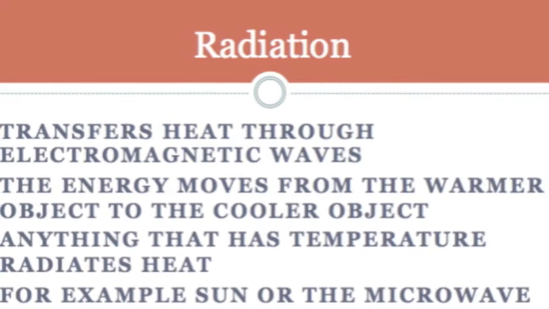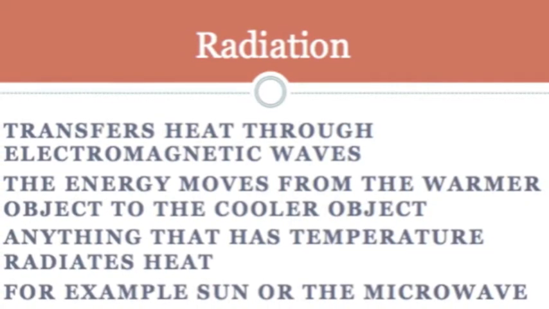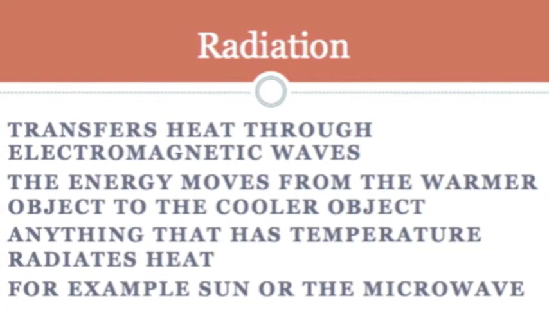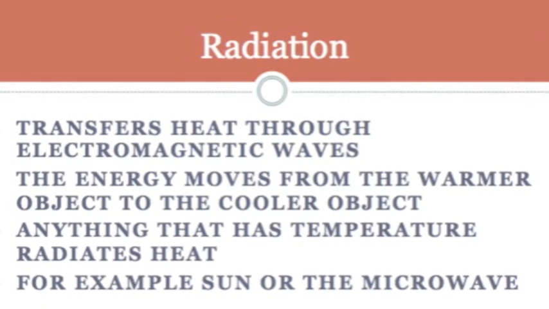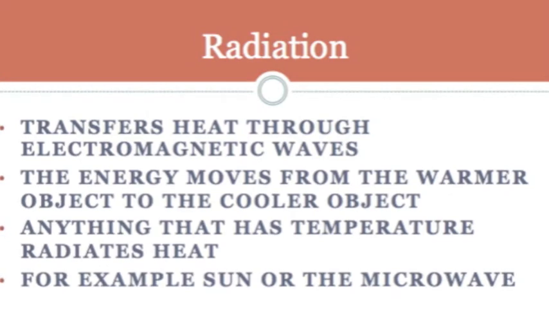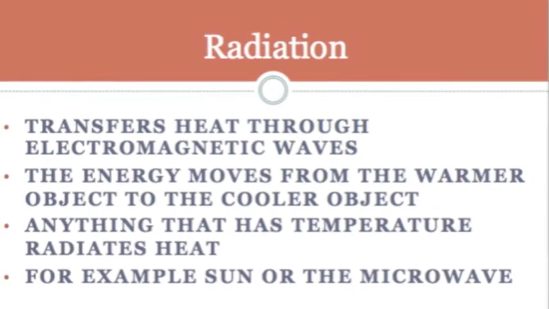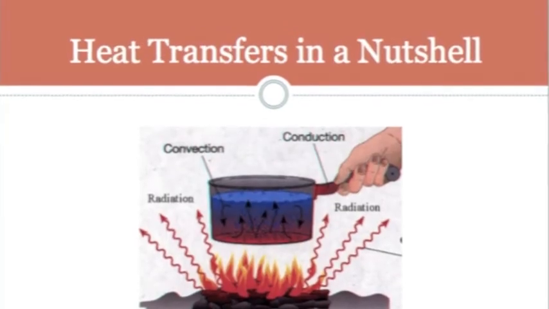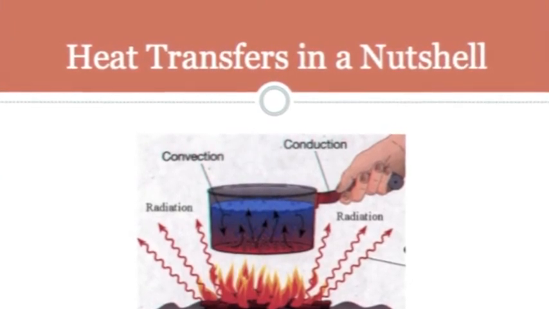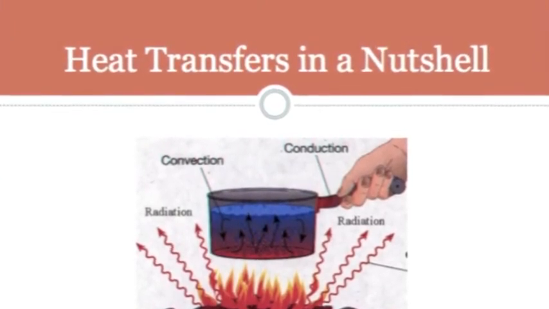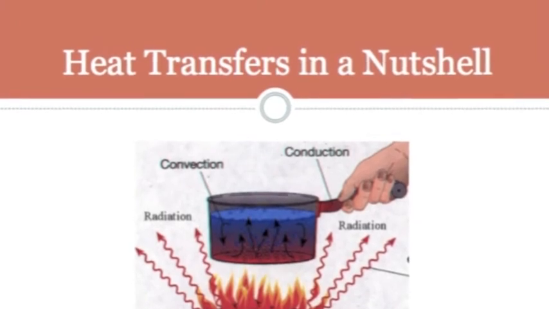Radiation transfers heat through electromagnetic waves. The energy moves from the warmer object to the cooler object. Anything that has temperature radiates heat. For example, the sun or even a microwave. So there you have it. That's heat transfers in a nutshell. Conduction, convection, and radiation. The three types of heat transfers.